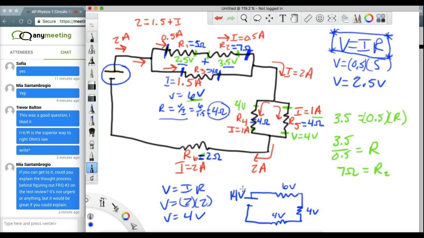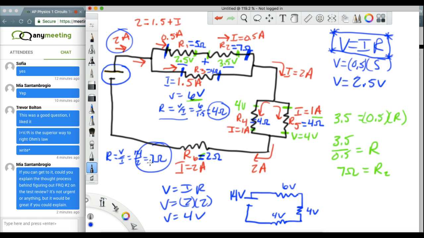And they told me that my total current was 2 amps. So if I want to find the total resistance, I could find the REQ of everything, or I could just use my Ohm's law equation and say that the voltage divided by the current is equal to the resistance. So 14 volts divided by 2 amps gives me 7 ohms. And that is question number 5.